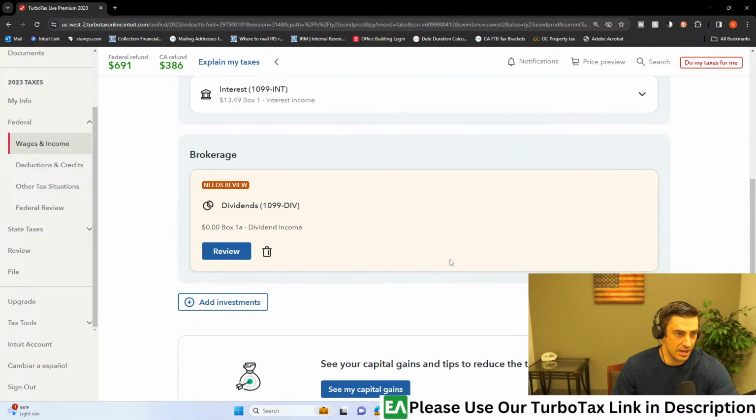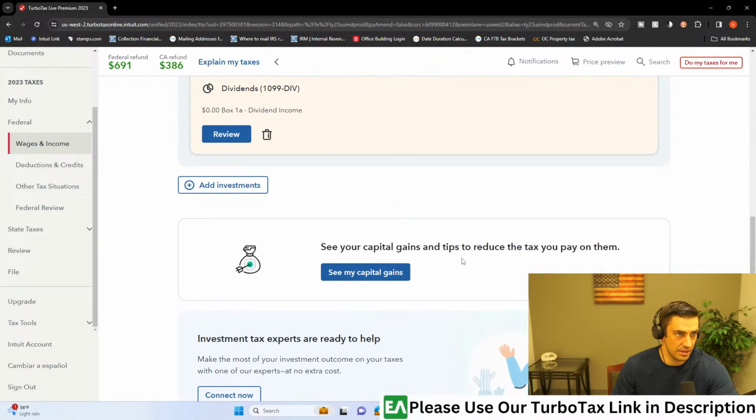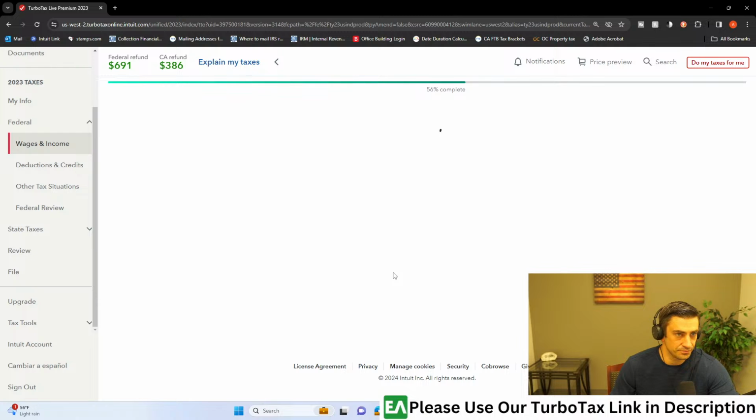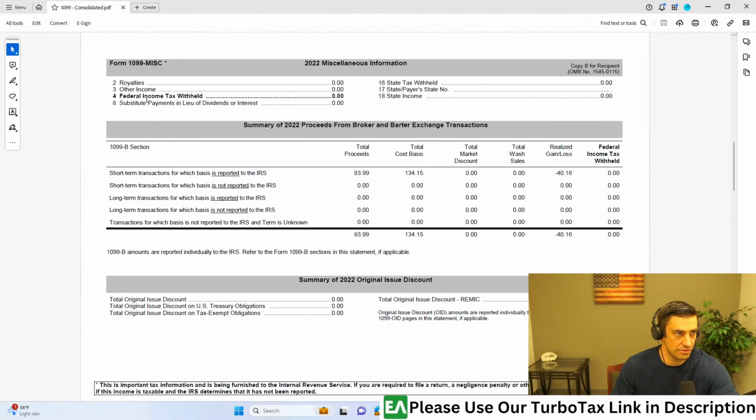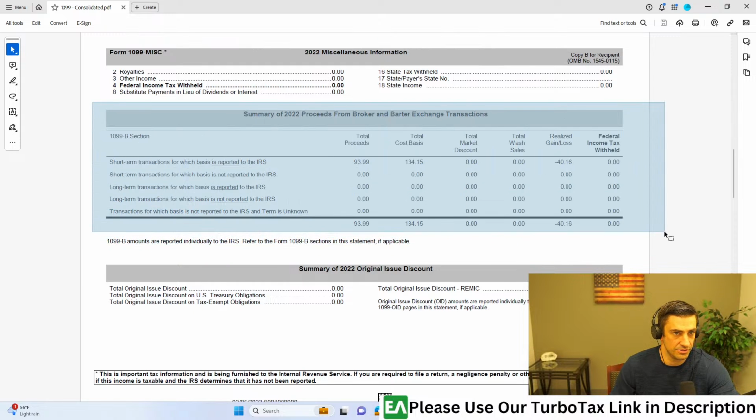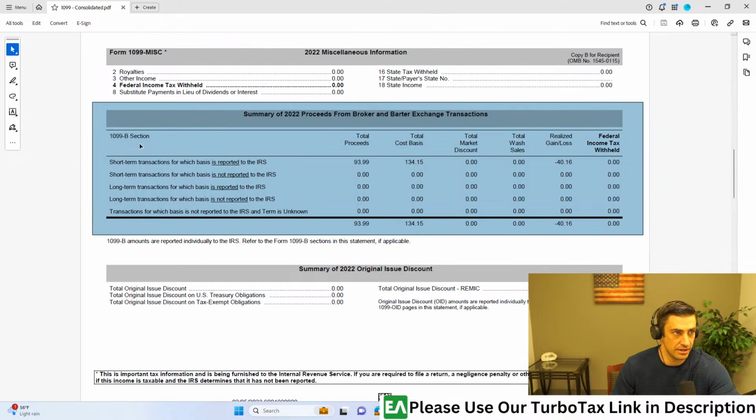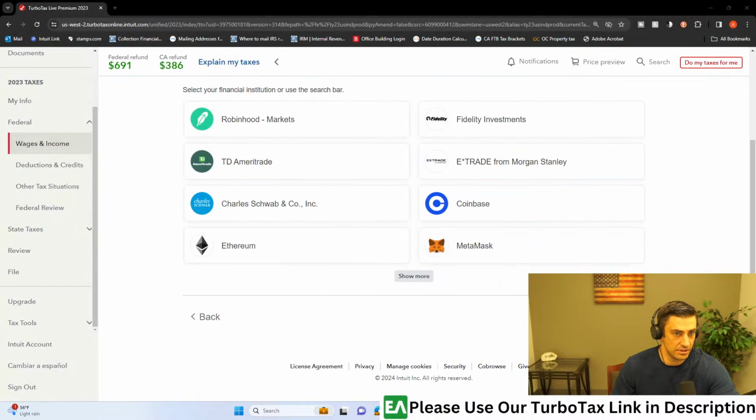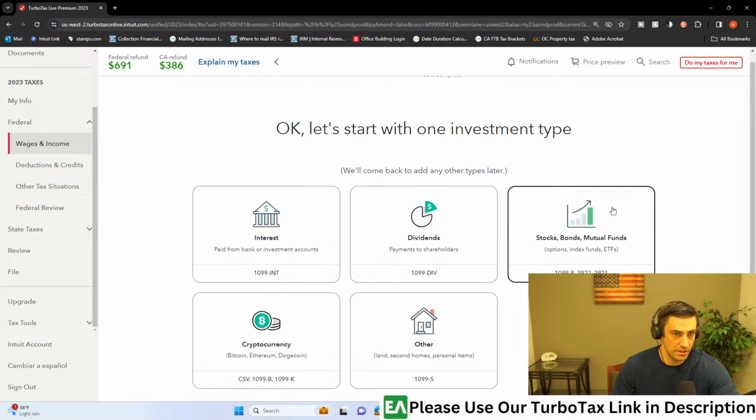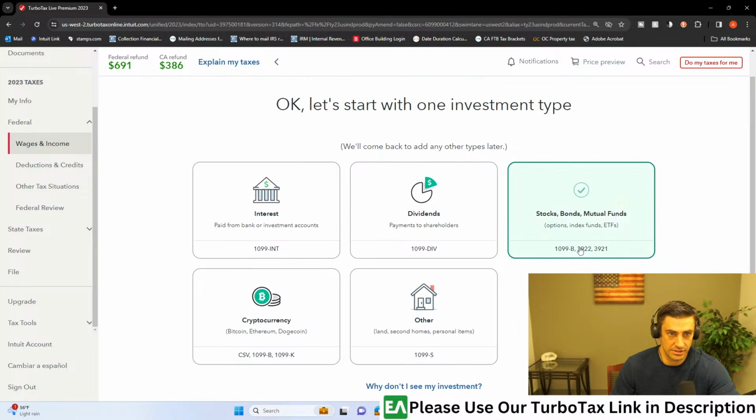Got through that. And then the last one would be that capital gains, right? Add investments. It would be the 1099-B that we have here. That would be this section right there. We got to enter this in there. Okay, again, 1099-B is what that's called. So let's go here, enter it a different way. And we'll say we got the 1099-B. There it is. Stocks, bonds, mutual funds, stuff like that.